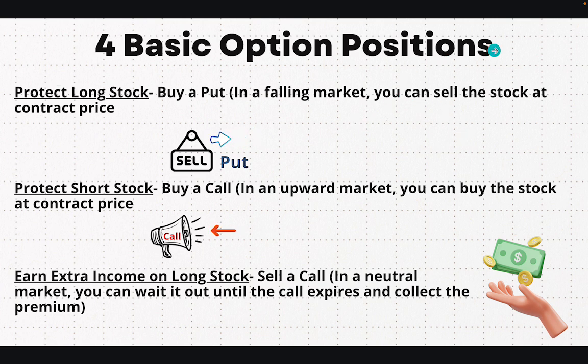There are 4 basic option positions. There is a way to protect a long stock, and that is to buy a put. So in a falling market, you can sell the stock at the contract price by buying a put. Protecting short stock, you buy a call. So in an upward market, you can buy the stock at the contract price. You can earn extra income on a long stock. If you sell a call in a neutral market, you can wait it out until the call expires and collect the premium.